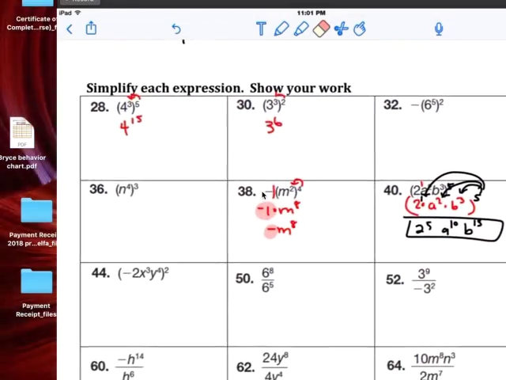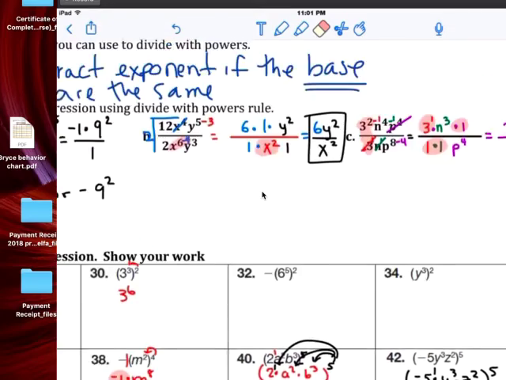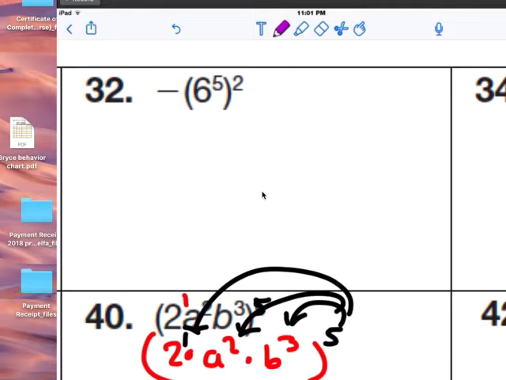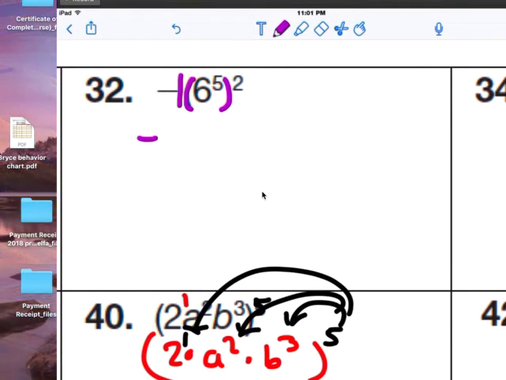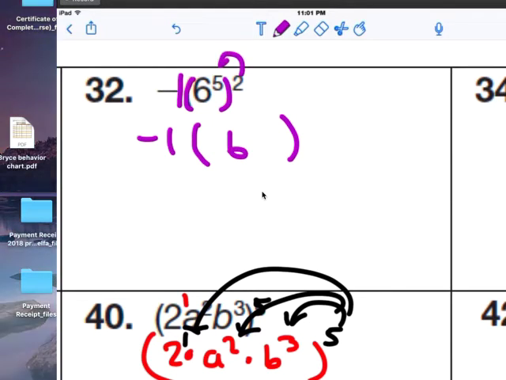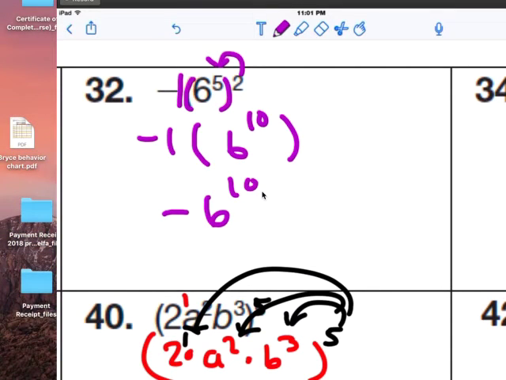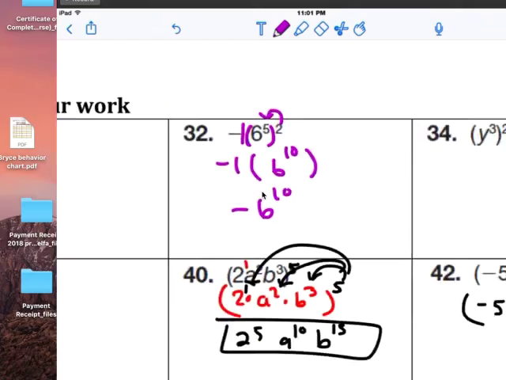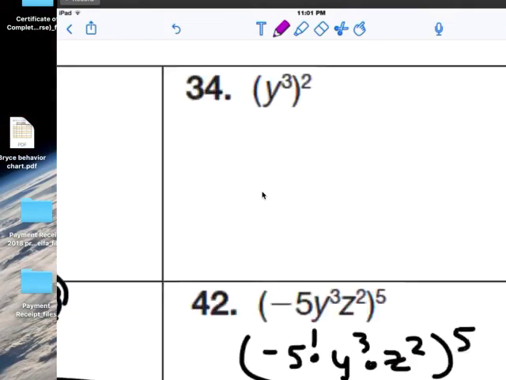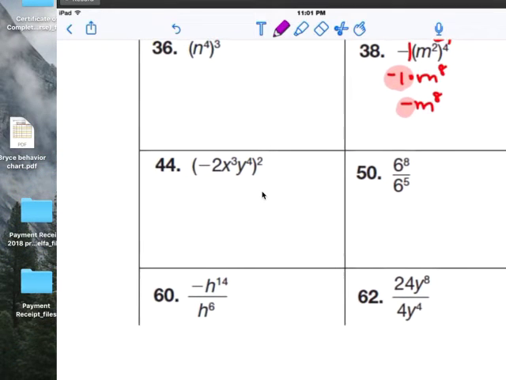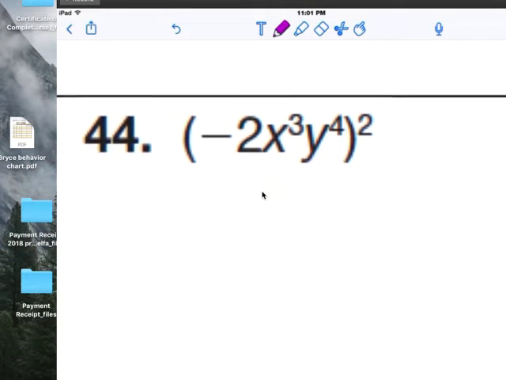Now, let's do all this. Well, you know the distributive property here. When you have parentheses, you distribute. That's -1 times 6 to the 10th power, or -6, like that. You can write it like that. It means the same thing, right? So parentheses, we distribute. Let me do one. All right, parentheses, we distribute right here.